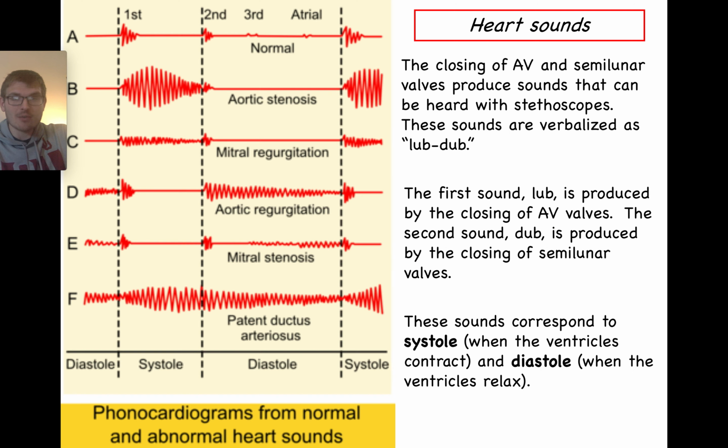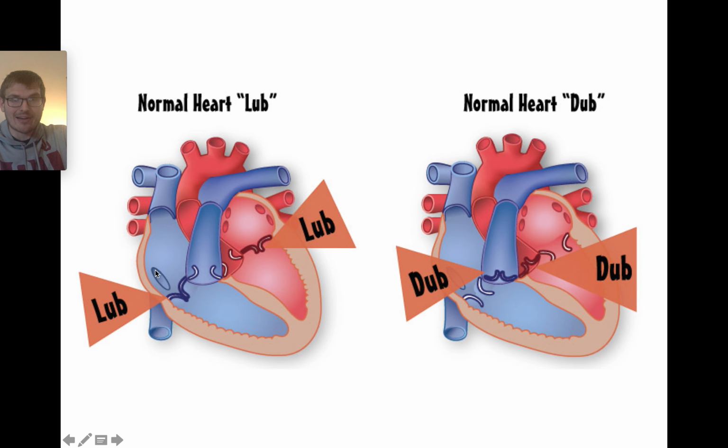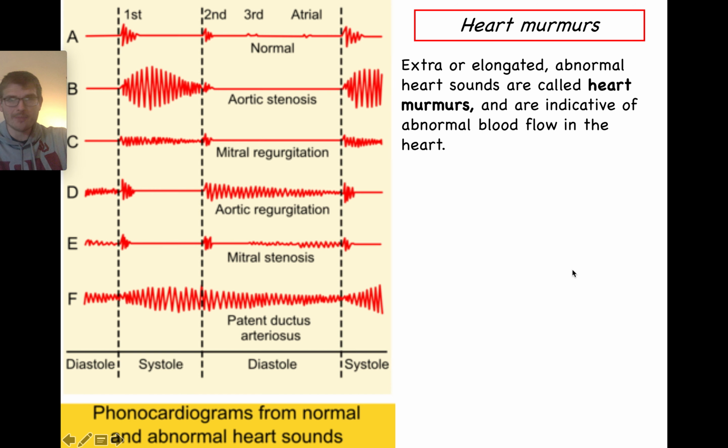This picture right here just indicates that the first heart sound, the lub, is the AV valves closing, both the left and the right going at the same time, and then the second heart sound is the dub, which is the semilunar valves closing. So, like I said, graph A here is what a normal heart sound audiograph is supposed to look like.